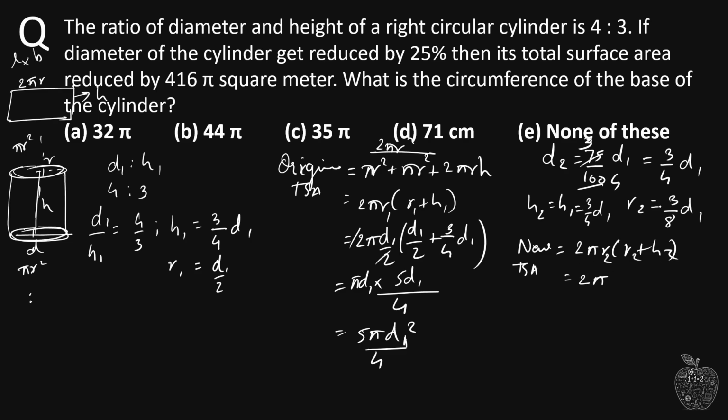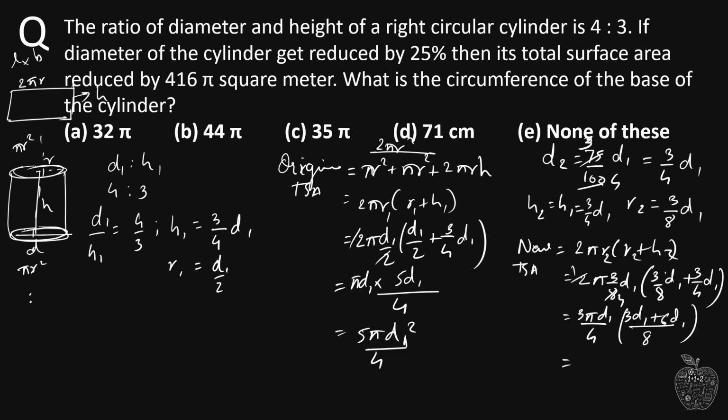So we get 2 pi, r2 here is 3 by 8 d1, and r2 again 3 by 8 d1, plus h2 is 3 by 4 d1. Okay, so 2 ones are 2, 4s are 8. So we get 3 pi d1 by 4, and here the LCM would be 8 only, and 3 d1 plus 4 2s are 8 and 2 3s are 6 d1. So we get 8 fours are 32, and 6, 7, 8, 9, 9 into 3 is 27 pi d1 square.